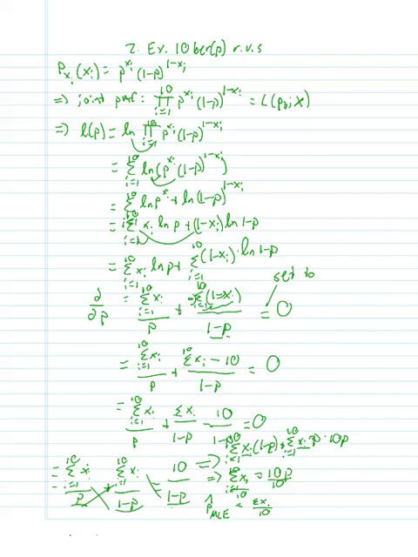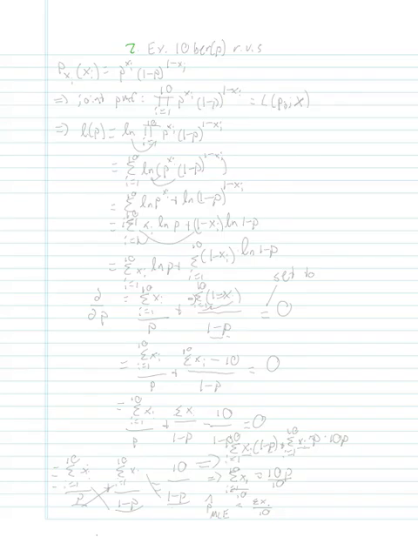Hi, this is Nathan, and for this next video I want to give another example of maximum likelihood estimation being used. So for this video, the example is going to be 10 Bernoulli random variables, each with probability of success, p. So for each one of those random variables, the PMF is equal to p to the xi times 1 minus p to the 1 minus xi.